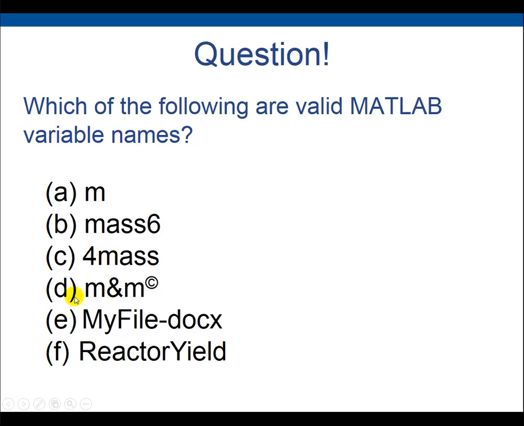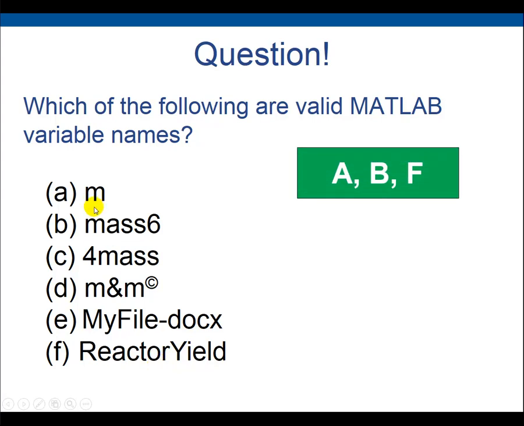And then how about D? D contains a special character, so it cannot be used as a variable name in MATLAB. How about E? My file, it's not an underbar, right? If it were an underbar, it would make sense, but a middle bar, no. How about the last one, reactor yield? It uses an upper-case character here, but as I said, MATLAB is case sensitive for upper and lower case, so I think it works. So the answer is A, B, and F.